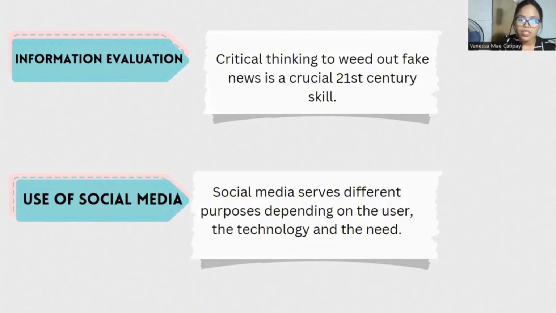The last one is the use of social media. Social media serves different purposes depending on the users, the technology, and the need. Social media should be used in a responsible and age-appropriate way. It can help learners think critically and build skills, communicate, share, and learn, and it offers opportunities for the learners.